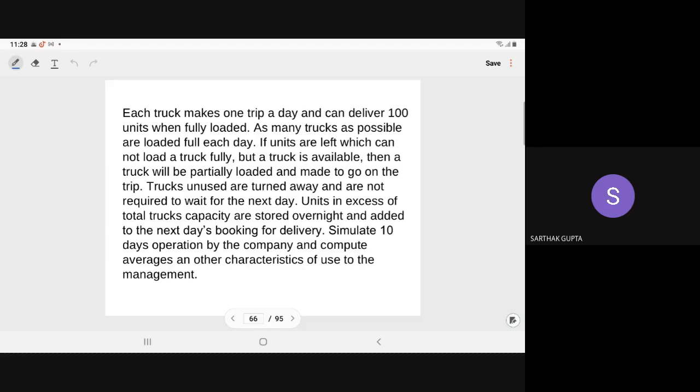Simulate 10 days of operation by the company and compute averages and other characteristics of use to the management. So you have to estimate different types of averages, so that the decision maker can take appropriate decisions about supply and demand.